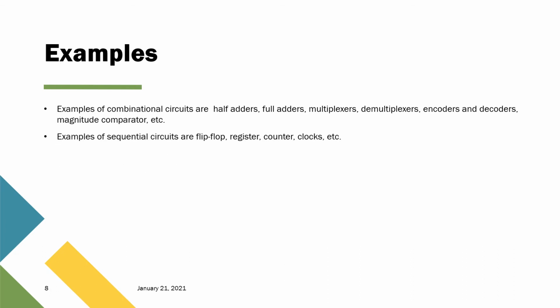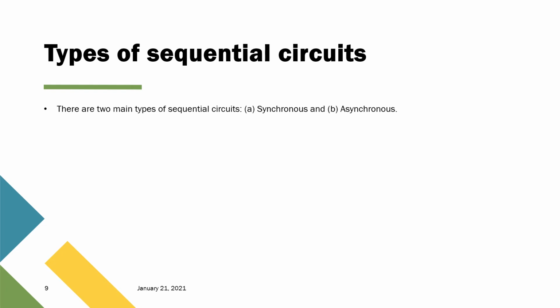Here are some examples of combinational and sequential circuits. Half adders, full adders, multiplexers, demultiplexers, encoders, decoders, and magnitude comparators are examples of combinational circuits. Flip-flops, registers, counters, and clocks come under sequential logic circuits. There are two types of sequential circuits, synchronous and asynchronous.